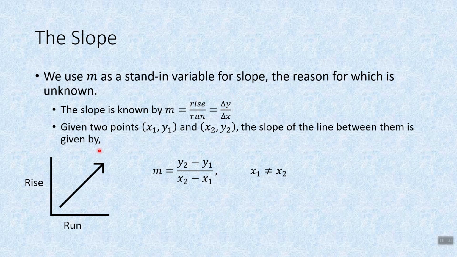And more formally, if we're given 2 points, x1, y1, and x2, y2, the slope of the line between them is going to be given by m equals y2 minus y1 divided by x2 minus x1, as long as the x values differ. We cannot divide by 0. So if the x values are the same, the slope is not defined. Okay, so rise is how far do we go up? Run, how far over? Rise over run.